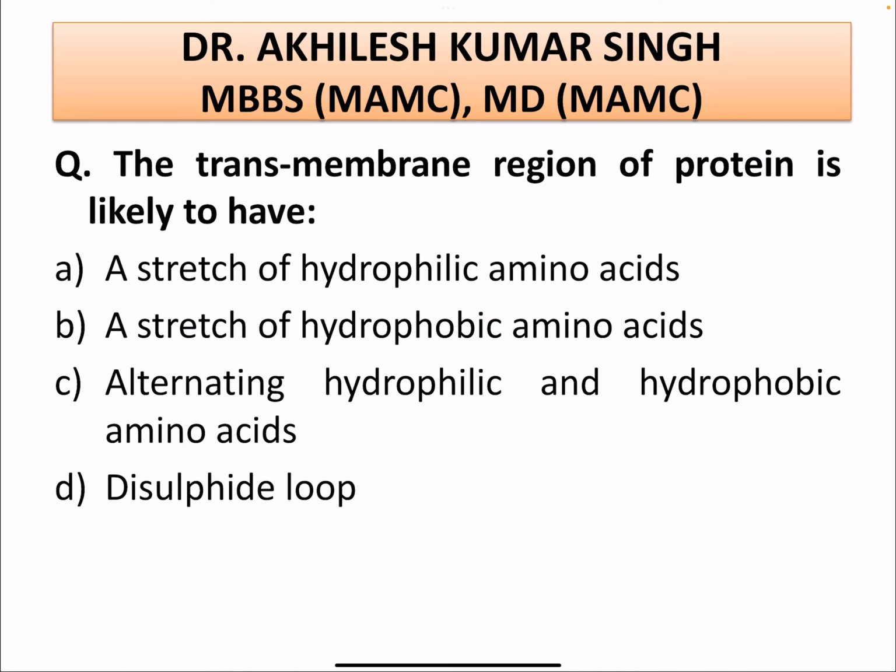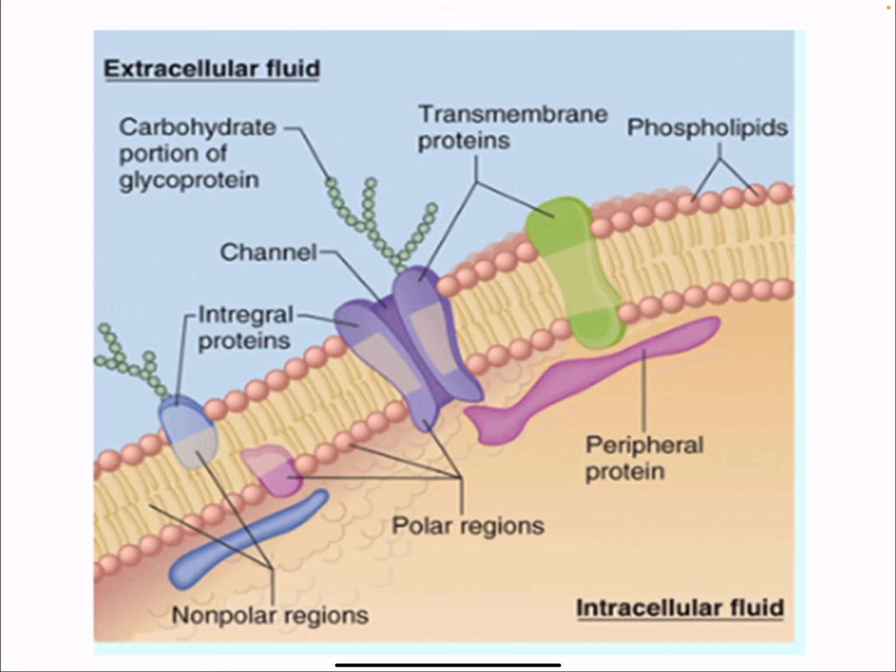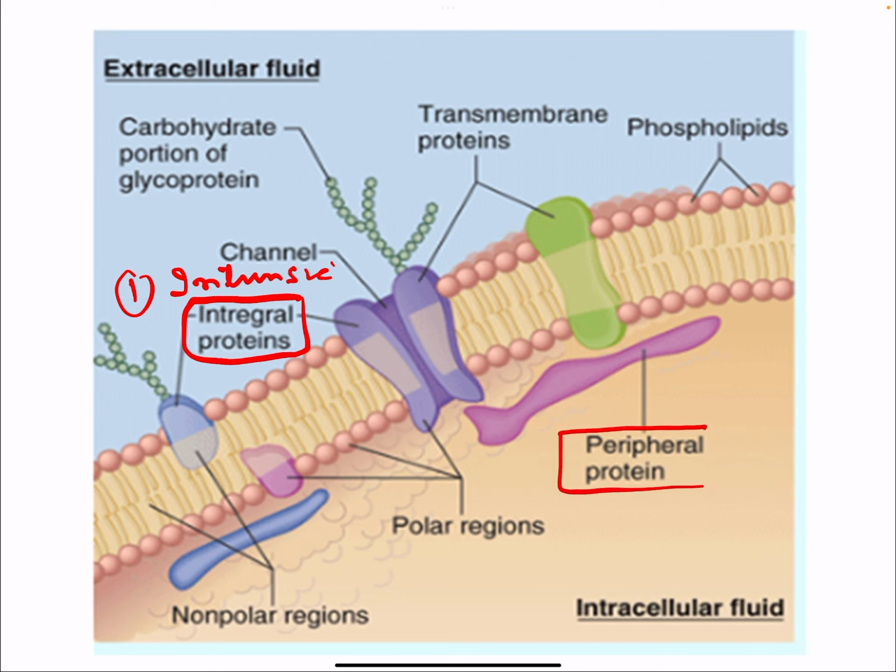Now let us look at another question here. The transmembrane region of protein is likely to have... Now you have to remember here the transmembrane region of the protein in the membrane. You have to remember about the protein in the cell membrane. You can see the diagram again. The proteins in the cell membrane are of two types. One is the integral protein, also called the intrinsic proteins, and number two is the peripheral proteins, also called the extrinsic proteins.